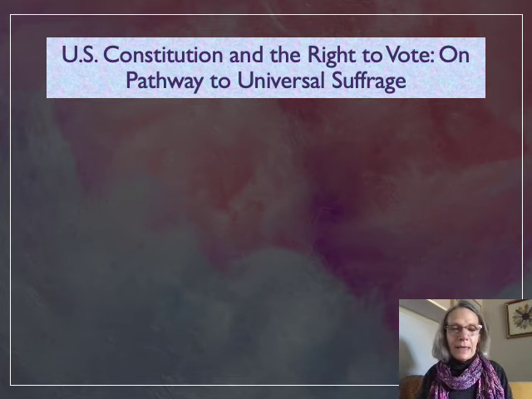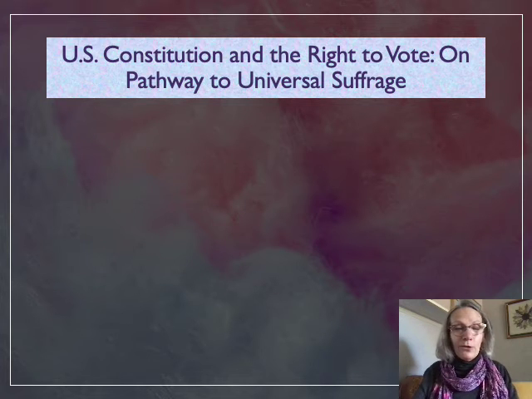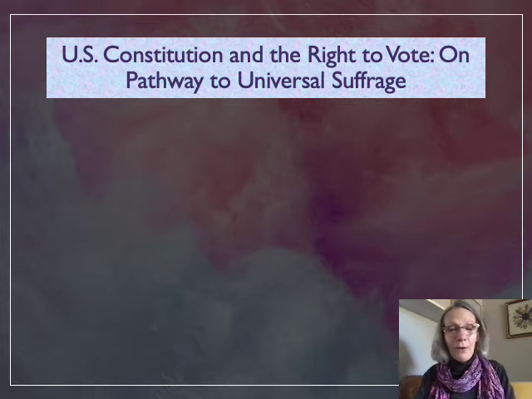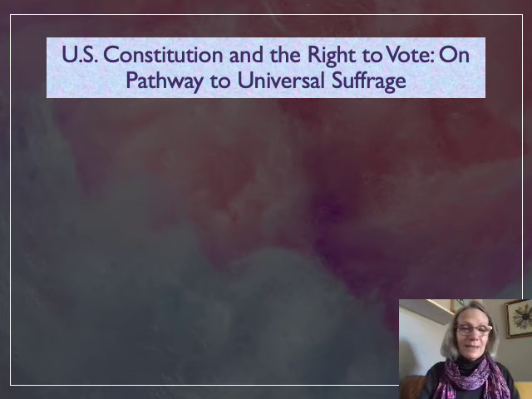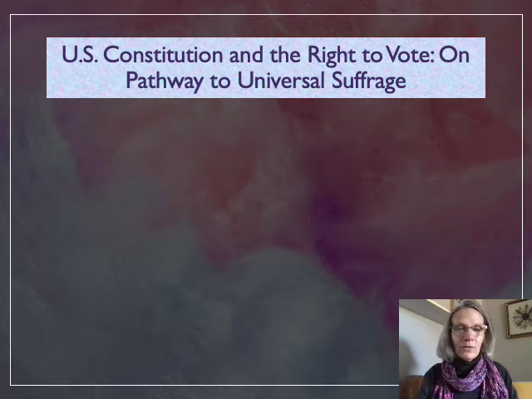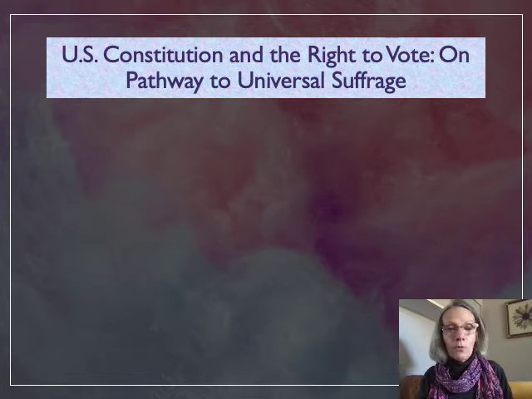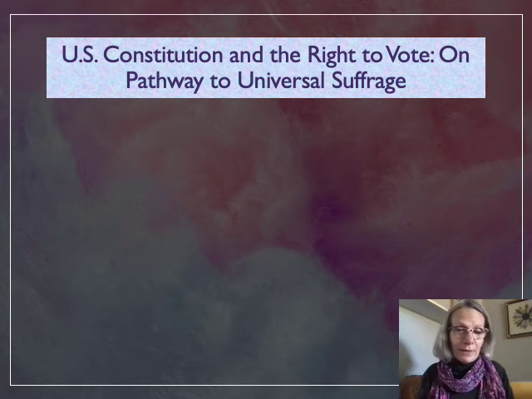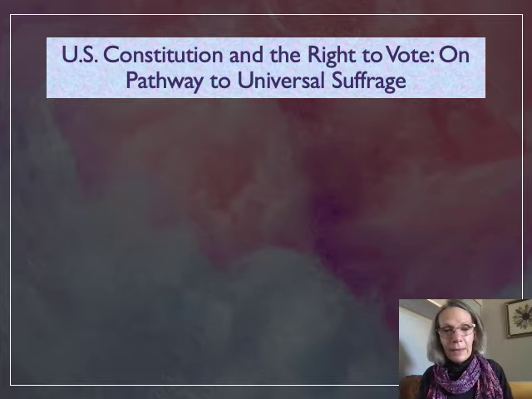Some states extended the vote to free slaves. So Massachusetts, Pennsylvania, New Jersey, New York allowed free slaves to vote there. And some states, particularly Western states, extended the right to vote to women, particularly because there weren't a lot of women on the Western frontier. And so extending suffrage rights to women was a way to encourage them to come and move out west. But if it's not a constitutional right, that right can be taken away.